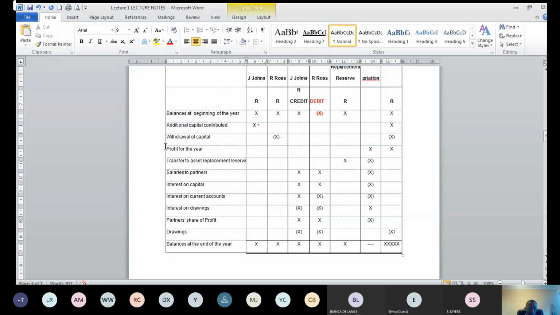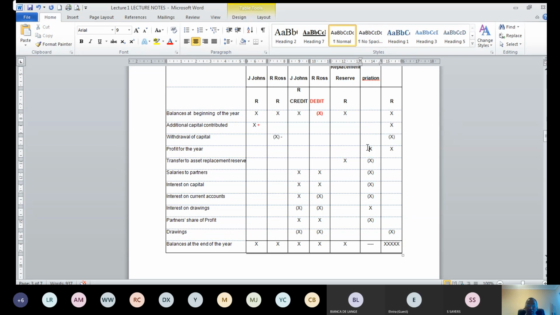On the next line, you take the profit for the year. This is the total profit that was calculated in the statement of profit and loss and other comprehensive income, and we transfer that profit now to your appropriation column. In that appropriation column, we are now going to apply the conditions of the partnership agreement.